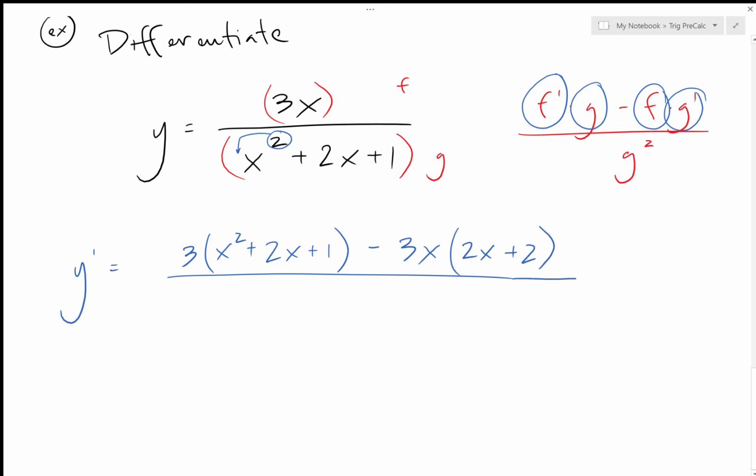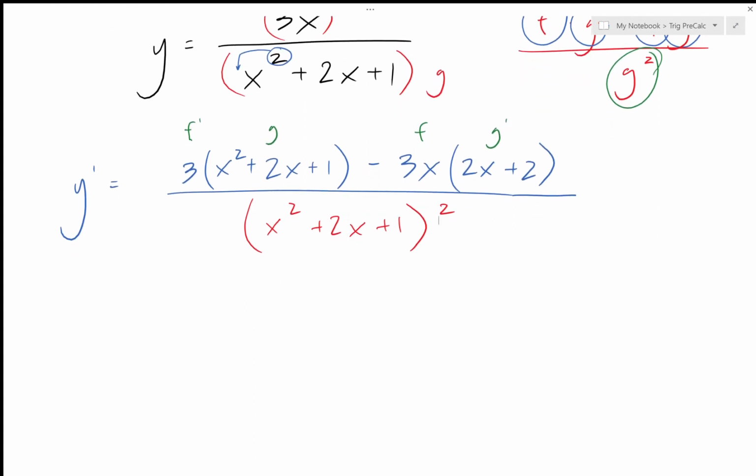All right, so if we want to label this again, this is derivative of f, this is g, this is just f, and this is derivative of g. And then on the bottom we want to take g and square it, so bottom squared. So x squared plus 2x plus 1, square the whole thing. All right. So the rest of this from here on out is just trying to simplify this down.